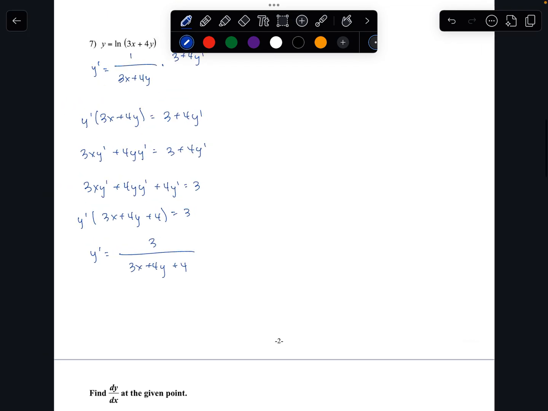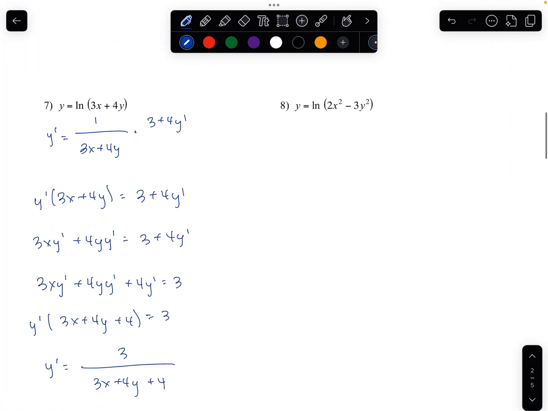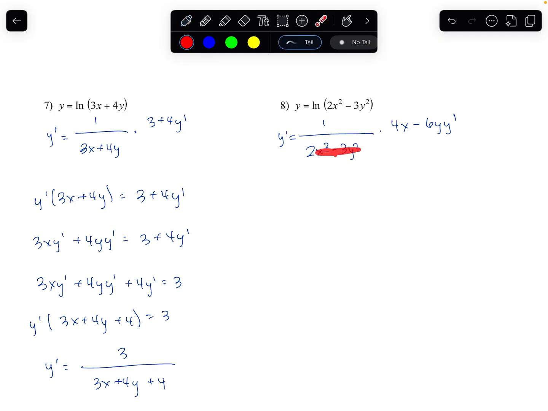All right. This one should be pretty similar. y prime will be equal to 1 over 2x squared minus 3y squared, times the derivative of the inside, which would be 4x minus 6y y prime. And I'll move this over here and distribute. Since I'm multiplying this over here, I'll just distribute at the same time. So 2x squared y prime minus 3y squared y prime equal to 4x minus 6y y prime.